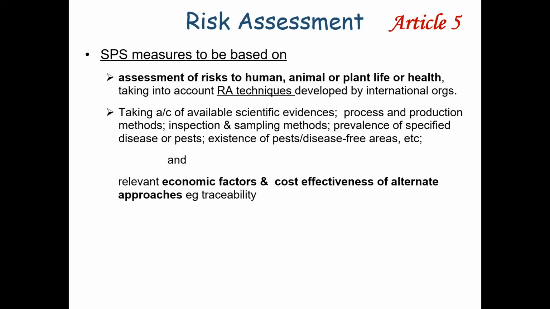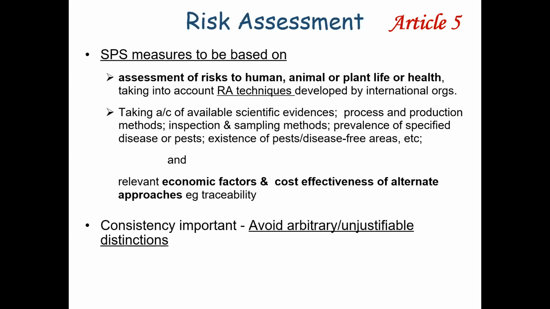Now, this is very important because what it says is that if you are allowing a product to come into your country, and that product may spread the pest into your country, you have to look into the economics to see what will it take, what will be the cost for eradicating that pest. So you take into account various economic factors also, and there could be alternate measures. So you look at the cost effectiveness of that also. So when you are establishing measures, you need to look into the risk assessments, look into the scientific evidence, look into the economic and the cost effectiveness of different approaches, and then establish your measures.